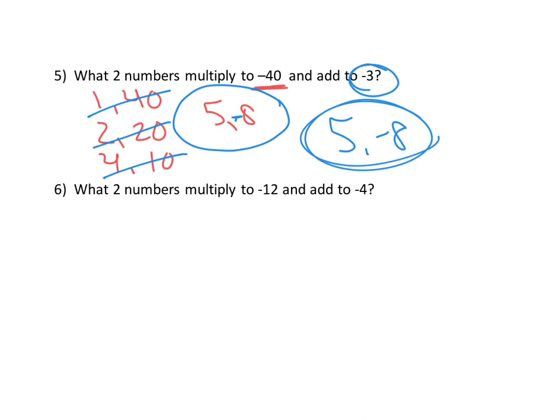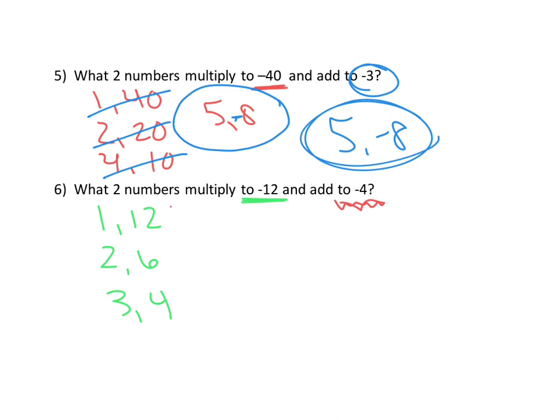Okay, so then our last question, what two numbers multiply to negative 12 and add to negative 4? So let's start with the 12. So 1 and 12, 2 and 6, 3 and 4, that's it. Okay, now we need to add together to give us a negative. So if we're multiplying to get a negative, that means we have different signs. So one has to be positive, one has to be negative. So that means we're basically subtracting and trying to get 4.